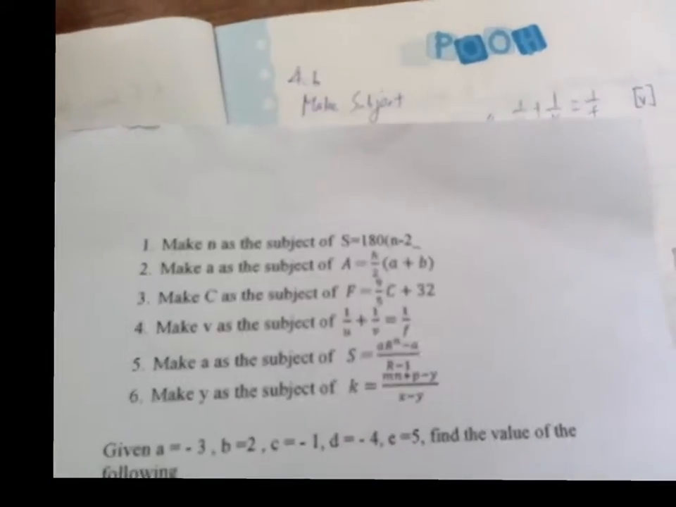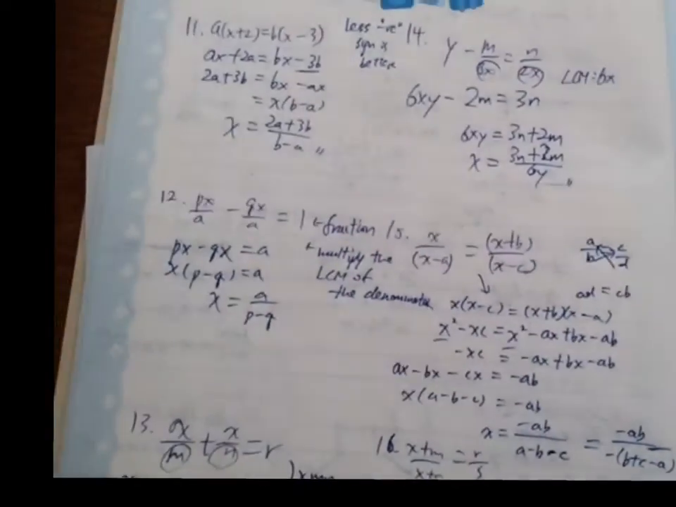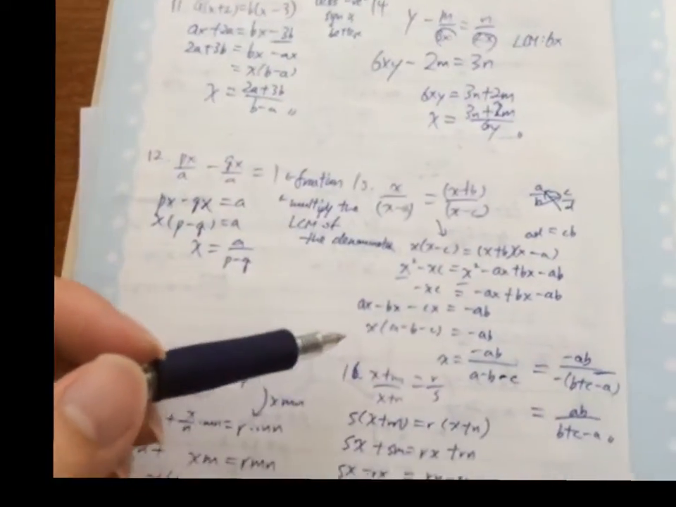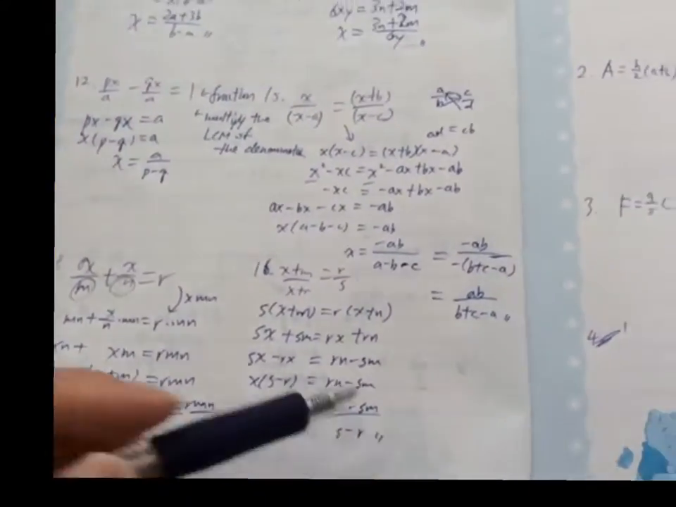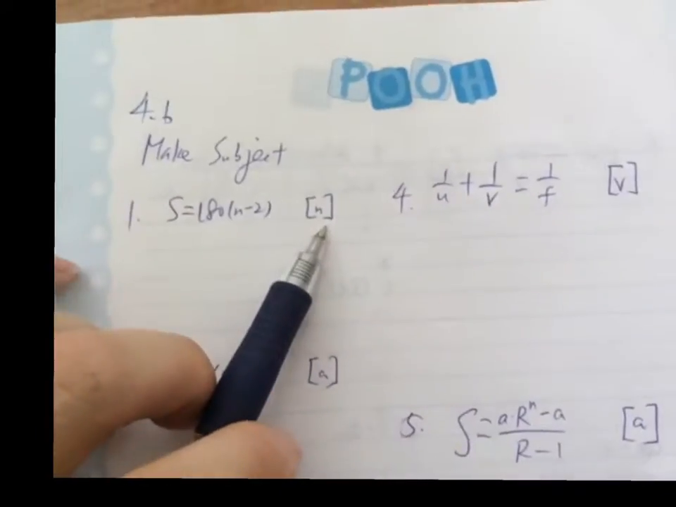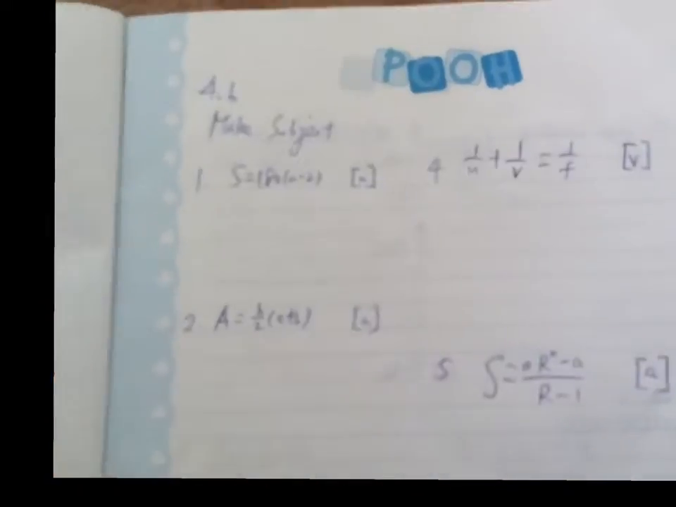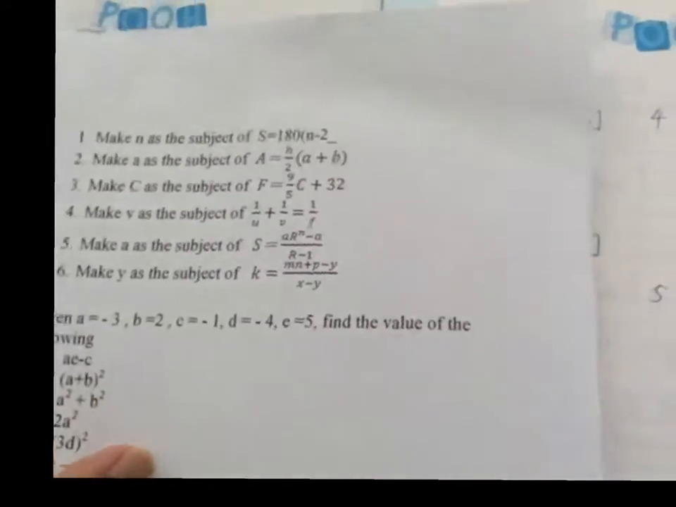4.6. This time we are going to change the subject, and changing the subject is just like solving for x. In this question, x is the subject at last: just x, equal to something without x. Now we change to other things. For example, we solve for n, we solve for a, we solve for c.